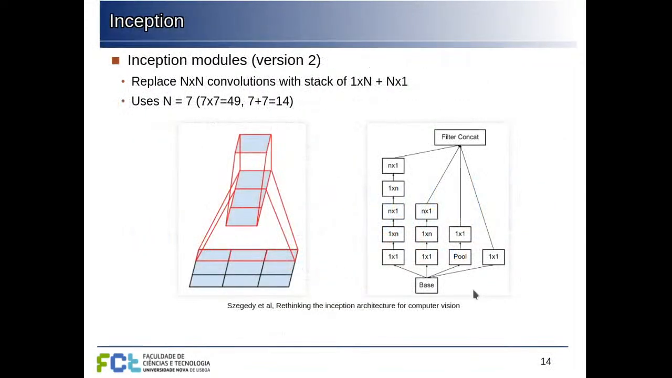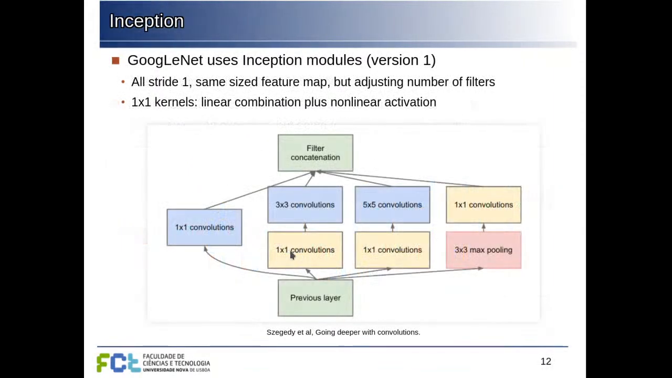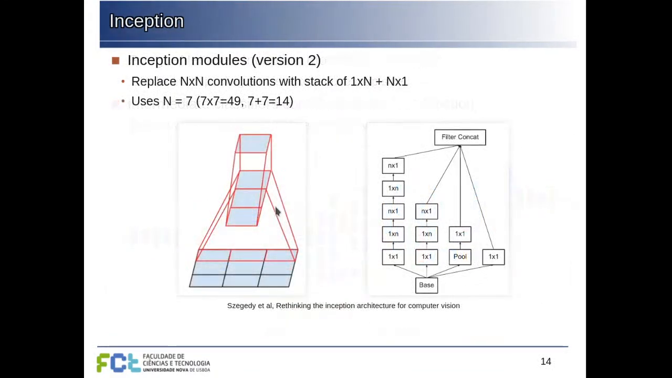The second version was optimized, in a paper in the following year, by replacing convolutions of type n times n, for example these 5x5 or 3x3, and decomposing them into a stack of 1 times n convolutions and another stack of n times 1.